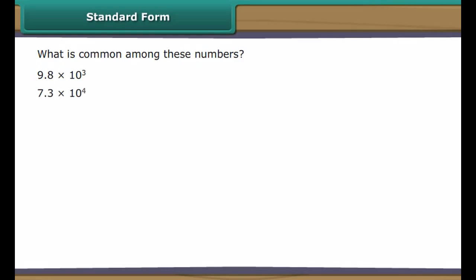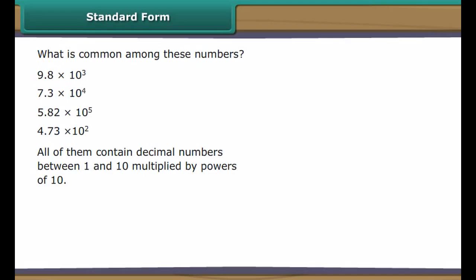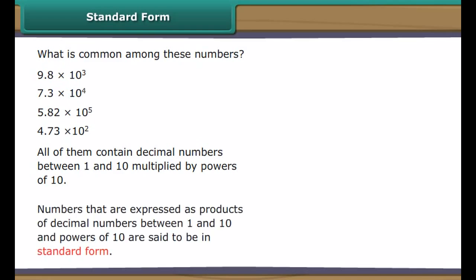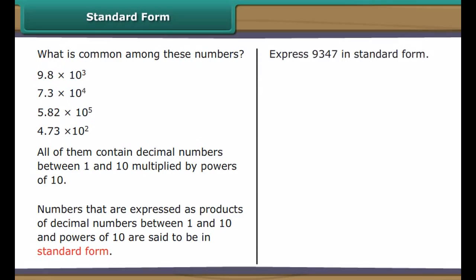Standard form. What is common among these numbers? 9.8 into 10^3, 7.3 into 10^4, 5.82 into 10^5, 4.73 into 10^2. All of them contain decimal numbers between 1 and 10 multiplied by powers of 10. Numbers that are expressed as products of decimal numbers between 1 and 10 and powers of 10 are said to be in standard form.